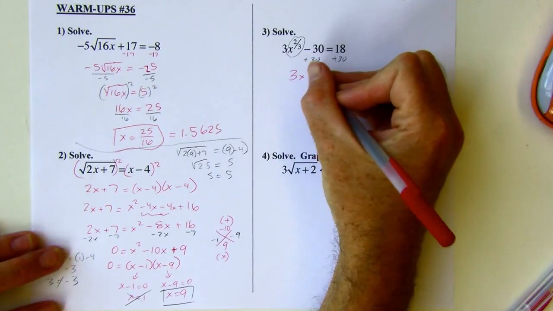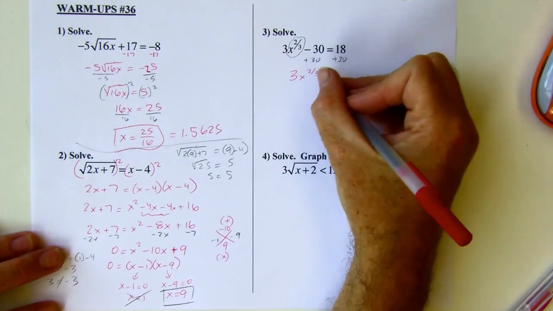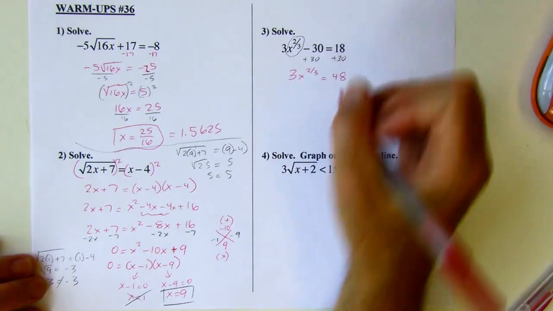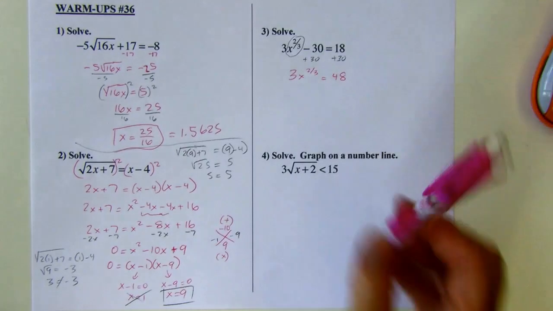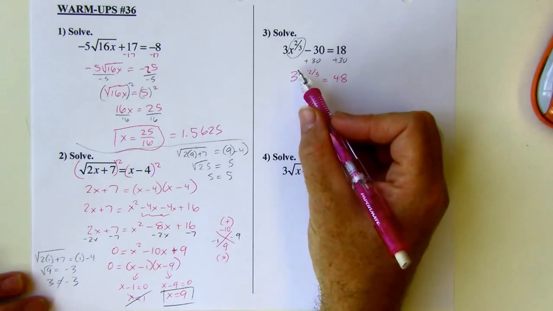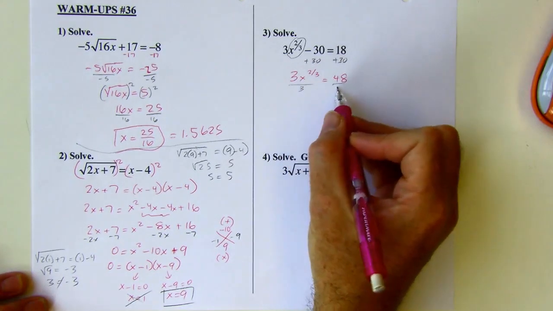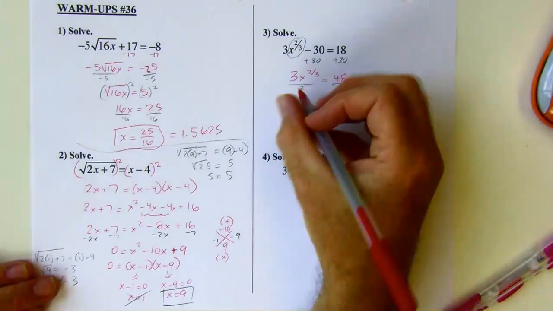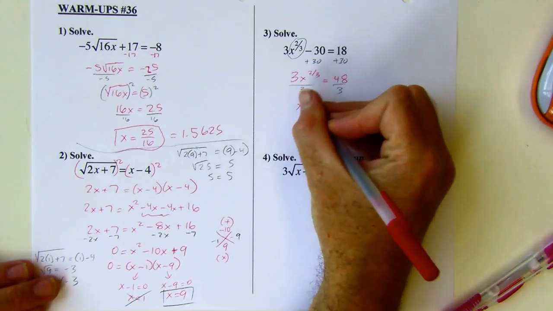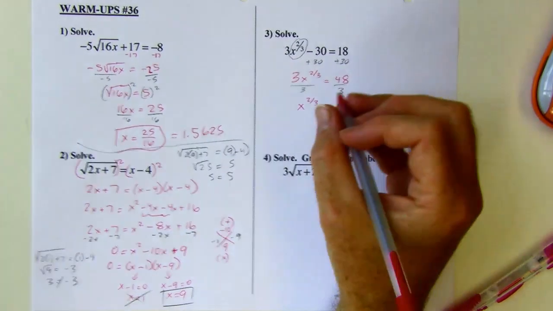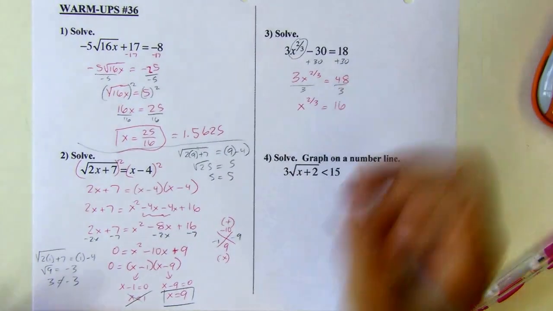So 3 times x to the 2/3 is going to equal 48. And then, before I put it in radical form, because the 3 is only raised to the first power, right? So what I want to do is divide the whole equation by 3, so that I have the x to the 2/3 isolated. And this is going to equal 16 over here, okay?